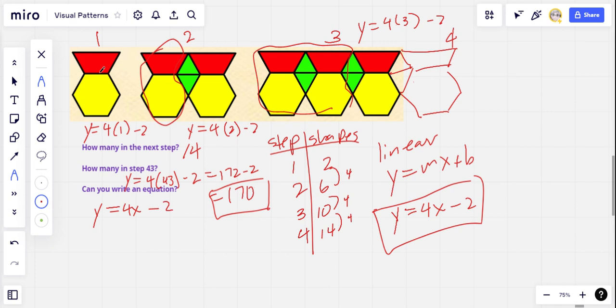How many red trapezoids? You've got 1 in step 1, 2 in step 2. How many in step 43? Same for the hexagons. Maybe the triangles are a little harder, but I bet you could do it.